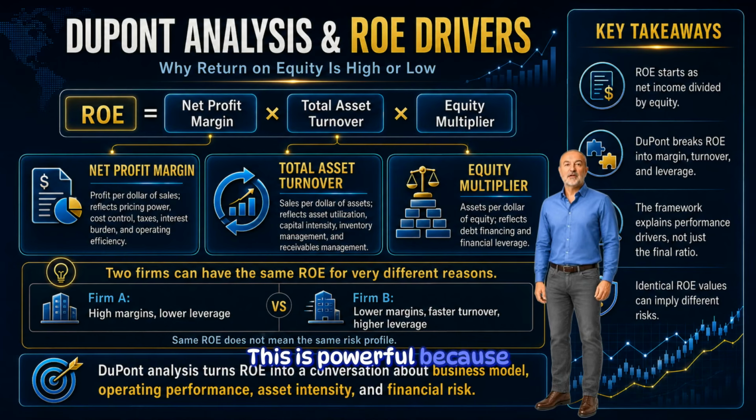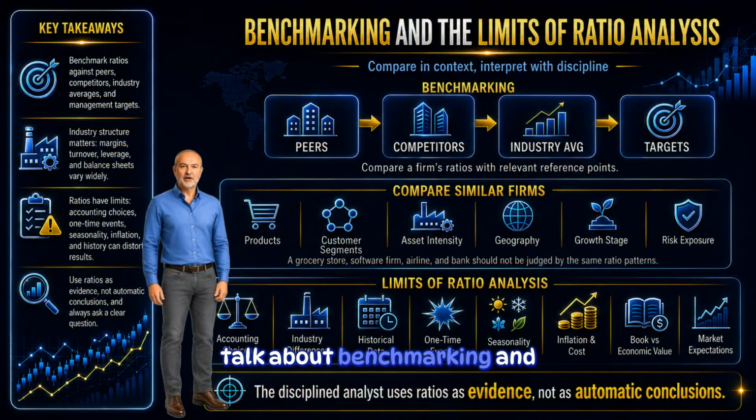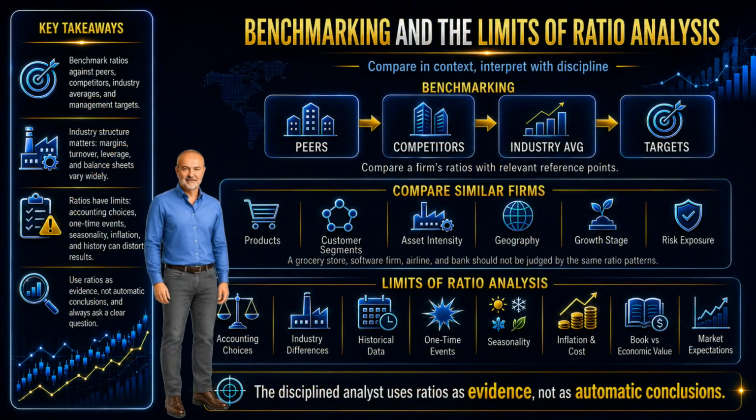This is powerful because two firms can have the same ROE for very different reasons. One firm may have high margins and low leverage. Another firm may have low margins, faster asset turnover, and high leverage. The ROE may be the same, but the risk profile is not the same. DuPont analysis turns ROE from a single number into a conversation about business model, operating performance, asset intensity, and financial risk. Before we finish, let's talk about benchmarking and the limits of ratio analysis.